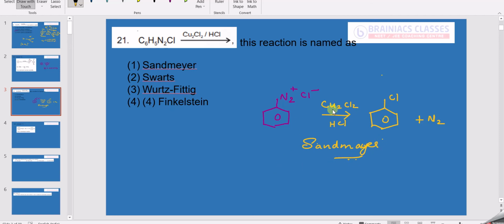Sandmeyer reaction. So please remember these things. It is a direct reaction given in the textbook. So the answer here should be Sandmeyer reaction. Okay, Schiemann reaction, it is used to prepare fluorobenzene.